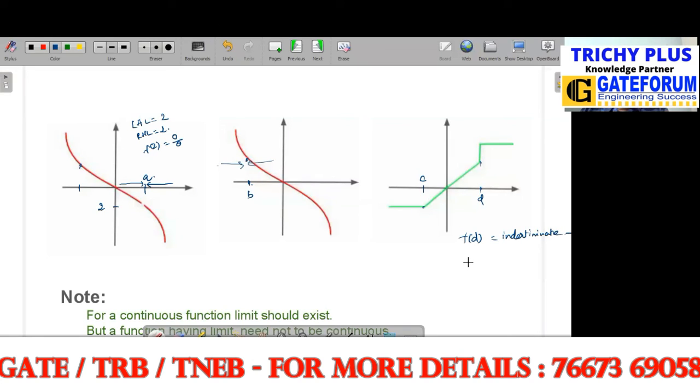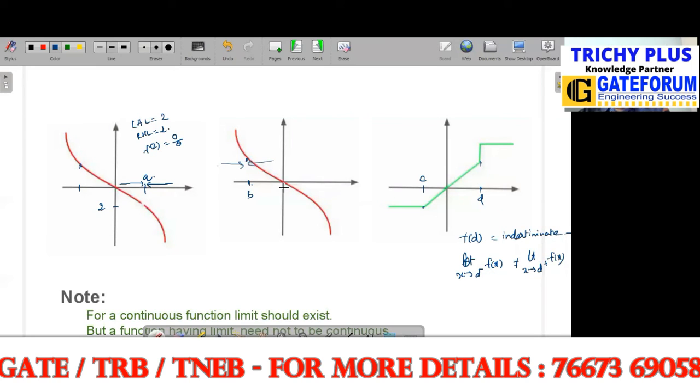And also, limit as x tends to D minus of f of x is not equal to limit as x tends to D plus of f of x, which means the left hand side and right hand side values are also not the same. So this is obviously a discontinuous function, correct?